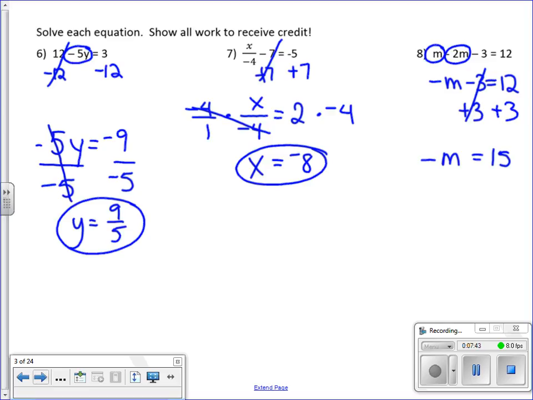Remember, I cannot have a negative variable. So if you wanted to, you could have gone back here and actually said this was a negative 1m. This is a negative 1m here, because now I know I need to do my final step of dividing by a negative 1. That cancels out, so I get m is equal to negative 15. The other thing we could have said, though, negative m is equal to 15, so a positive m is equal to negative 15. You can kind of do the inverse or the opposite there.